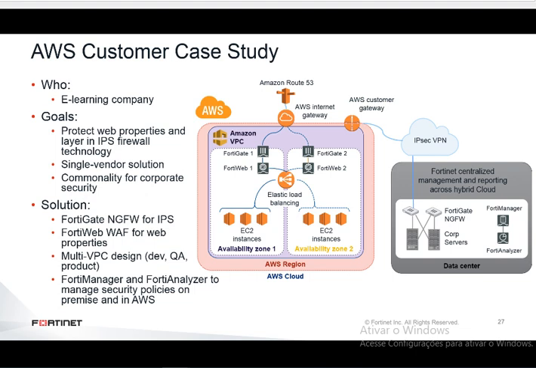Let's talk about an AWS customer case study. The customer, an e-learning company, needed to protect web properties, enact intrusion protection, and maintain a corporate mandate of consistency between their physical data center and the AWS cloud security postures. These security and corporate objectives were met with a holistic Fortinet solution, including a FortiWeb web application firewall and a FortiGate next-generation firewall segmented into multiple AWS VPCs in an AWS best practice high availability, dual availability zone design.